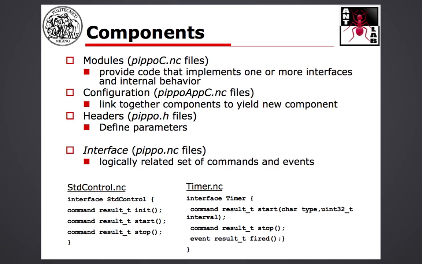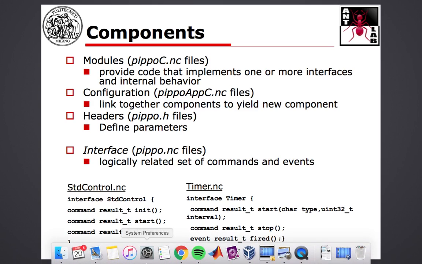As in standard C, header files contain utility values or constant values to be used in your application. And then we have interfaces, which are basically a user guide on how to use modules. Interfaces do not contain code. They just contain the set of commands and events that you can use on a particular component. So they are basically instruction manuals on how to use components.